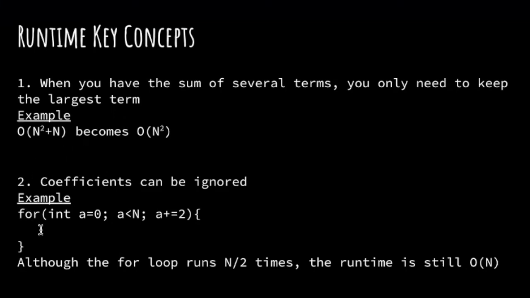So for example, this for loop is run only n over 2 times because we have a plus equals 2. However, the runtime is still big O of n. And the reason for this is because n is really large. So if you had like 500,000 compared to 1 million, the difference between those two numbers isn't that big. But if you had like n, which is 1,000,000, and n squared, which is 1,000,000,000, that is a big difference. So therefore, you need to keep exponents, but you can ignore coefficients.